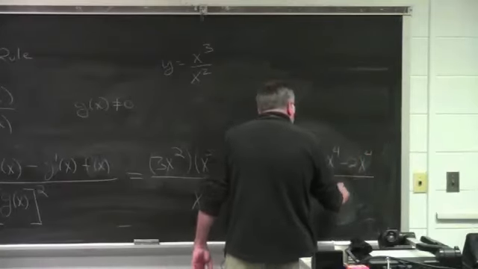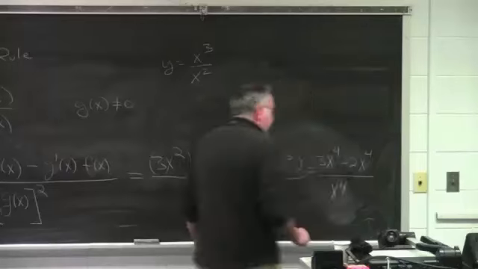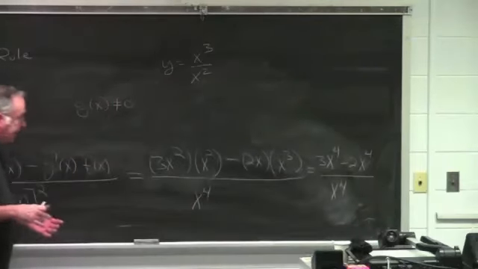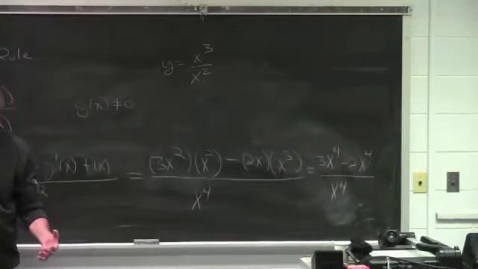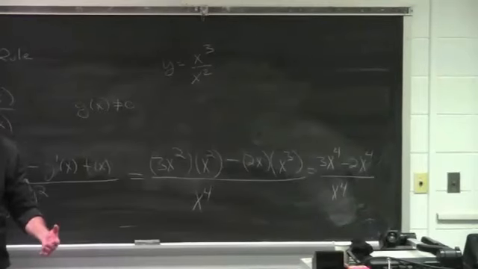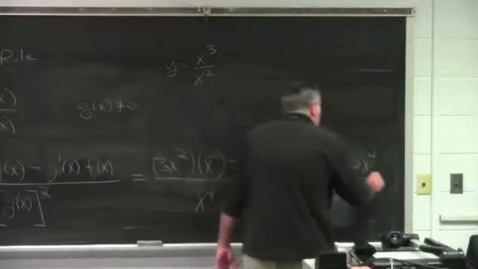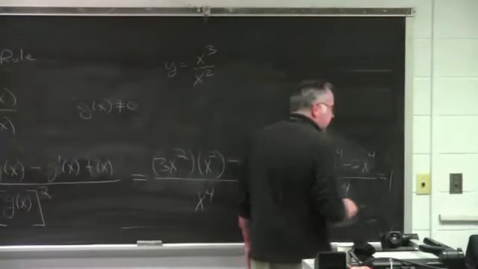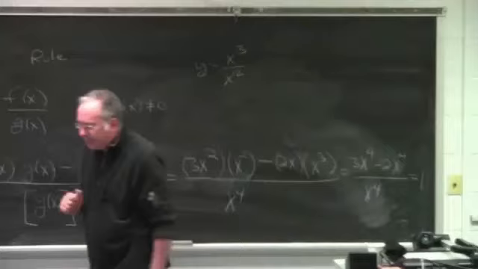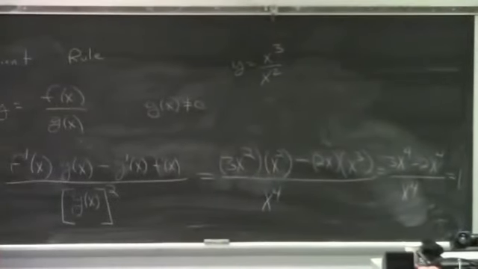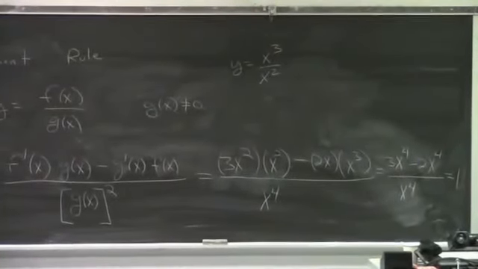All over x to the fourth. So 3x to the fourth minus 2x to the fourth is x to the fourth. So it's x to the fourth over x to the fourth. So it is equal to 1. So it works. I thought I was in trouble there for a second. Okay. All right. That is the quotient rule.